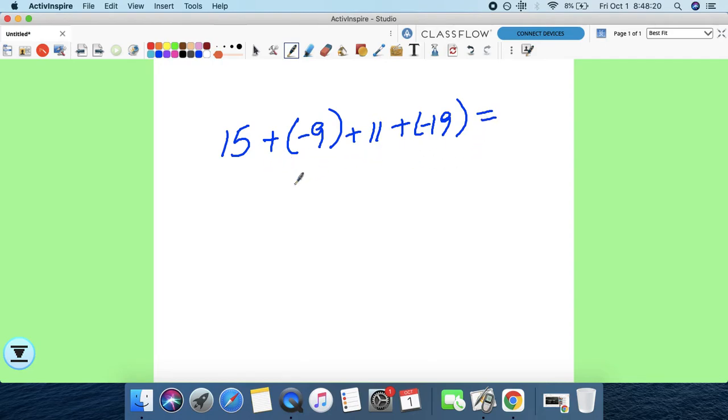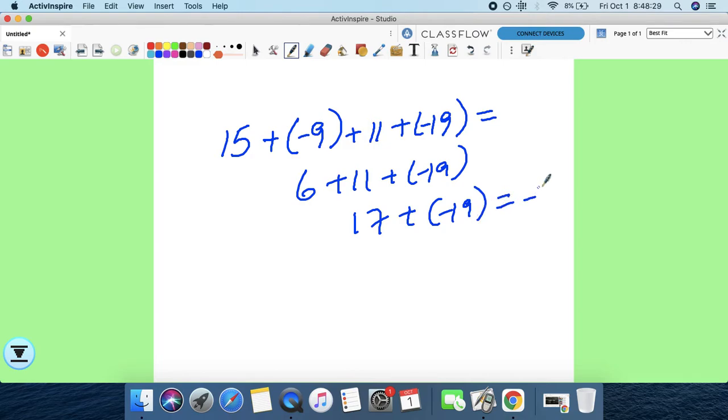So again, 15 plus negative 9 is 6. And then I'm actually going to do this in steps. 6 and 11 is 17. And then 17 plus negative 19, you're negative 2, which means you're 2 floors underground.